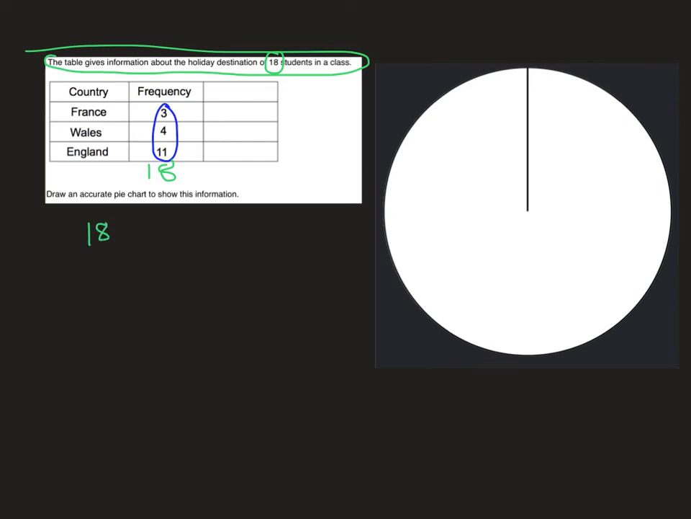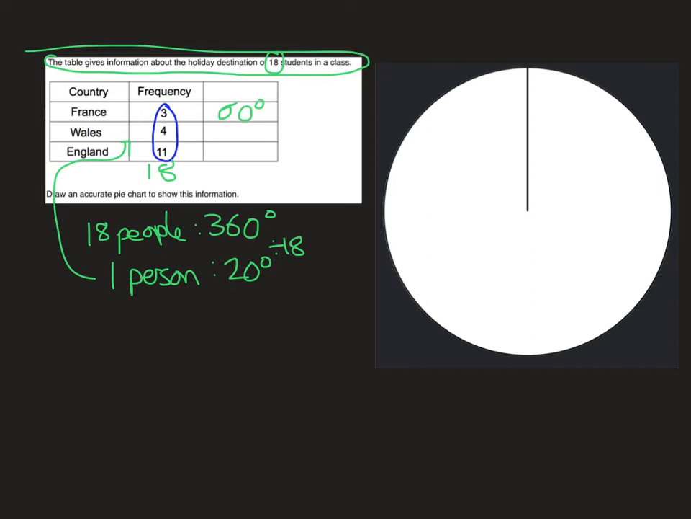Right, so I've got 18 people, and again, it's always going to be 360 degrees because it's a circle. So how much does one person get? Well, if 18 people get 360 degrees, dividing that by 18 tells me one person gets 20 degrees. So using that up here now, well, France had 3 people, so 3 times 20 is 60 degrees. 4 times 20 is 80 degrees. And 11 times 20 is 220 degrees, and they add up to 360, so that is good. That's a nice little check.